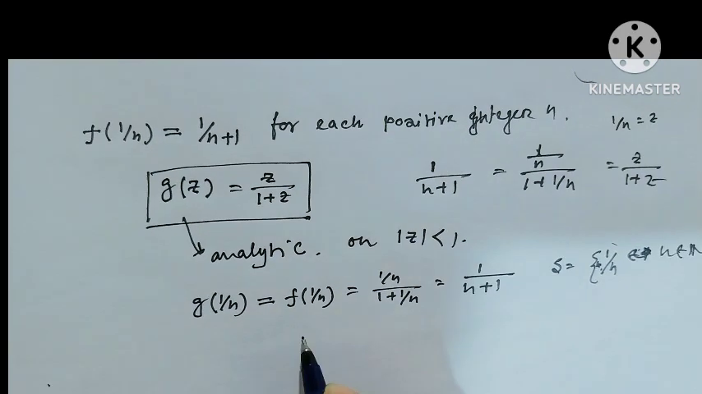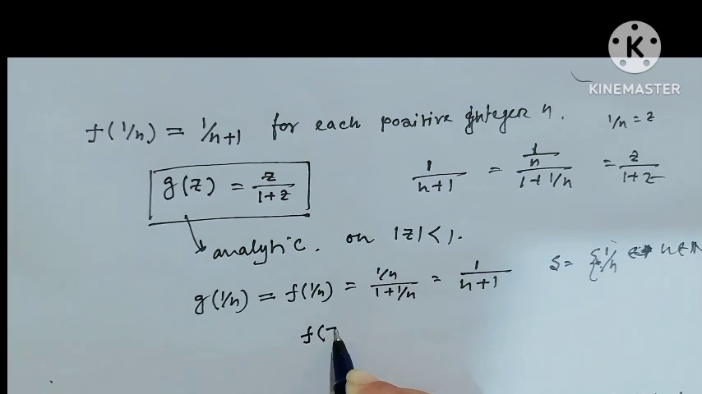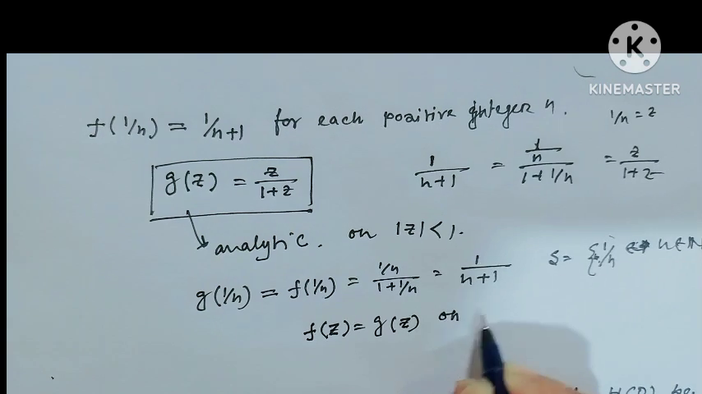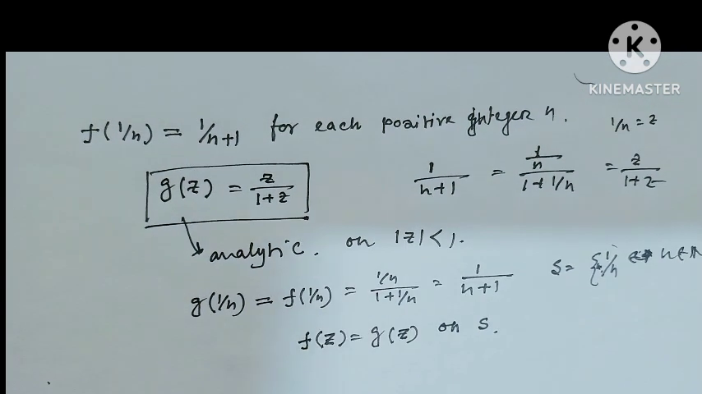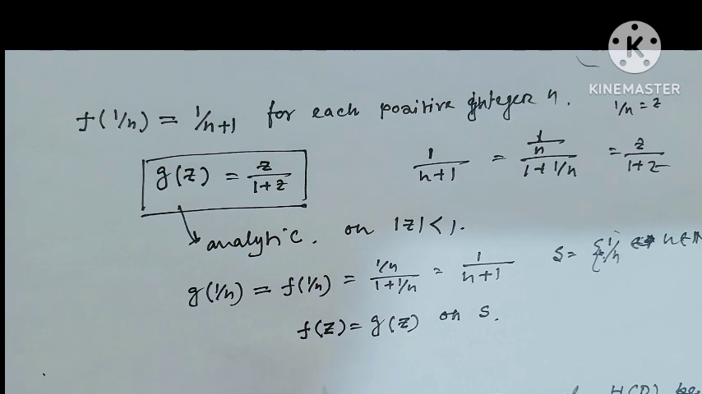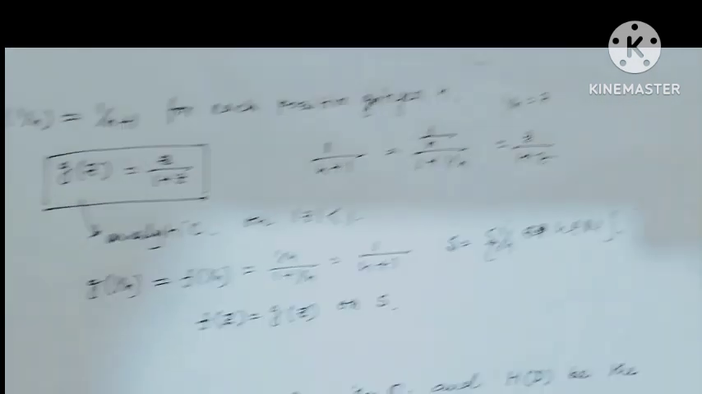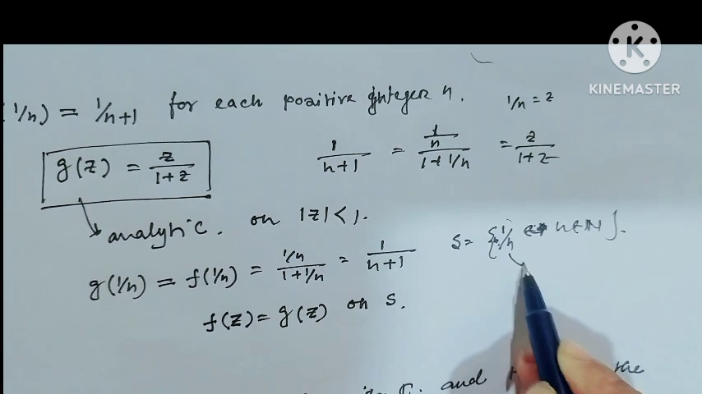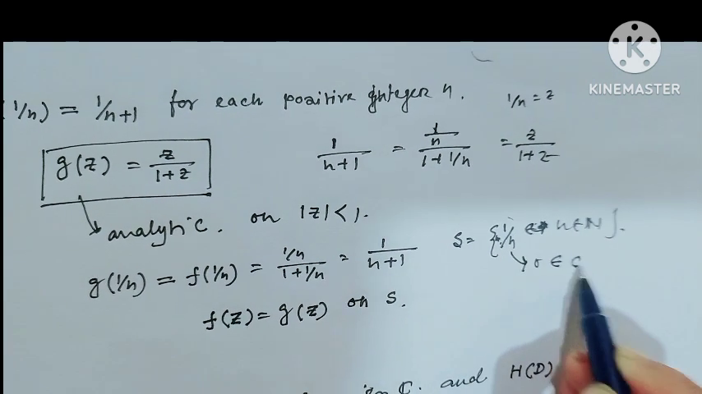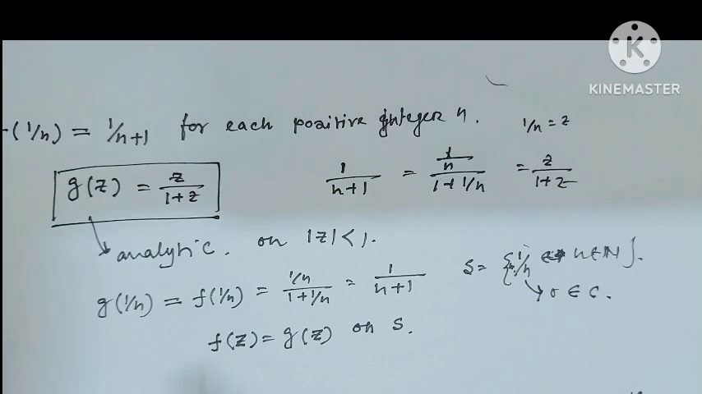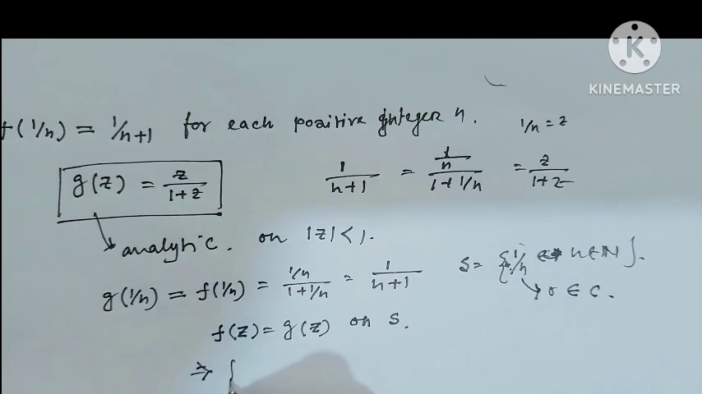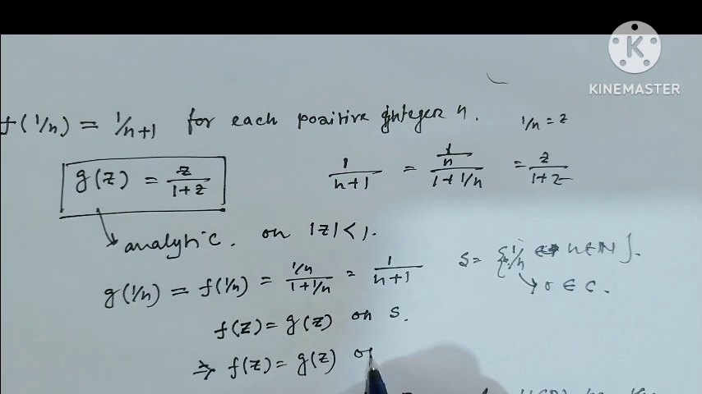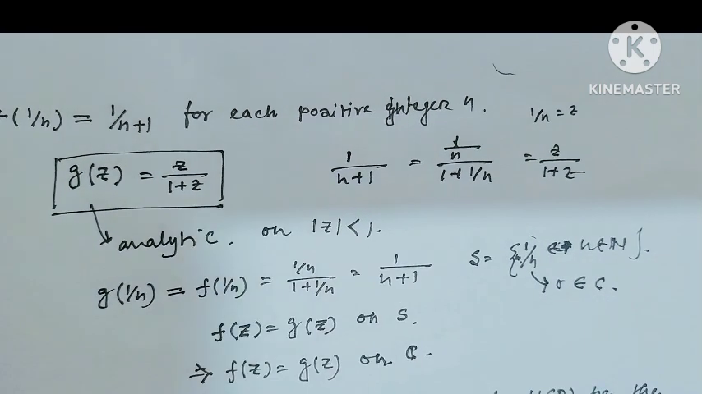By the identity theorem we can tell f(z) equal to g(z) on the set S. Therefore, by the identity theorem, since S means 1 over n where n belongs to natural numbers and 1 over n goes to 0, and 0 belongs to the domain, we can tell by the identity theorem f(z) equal to g(z), and this is true on the whole domain.